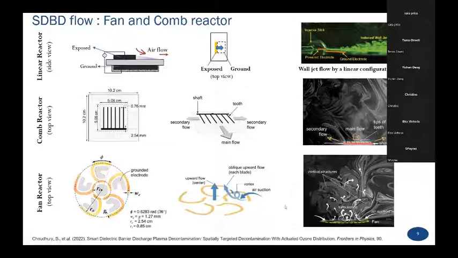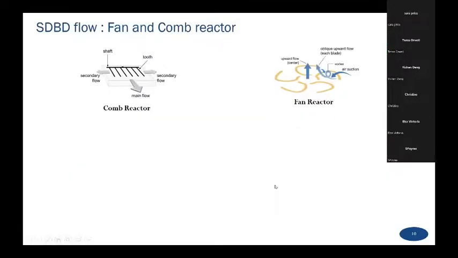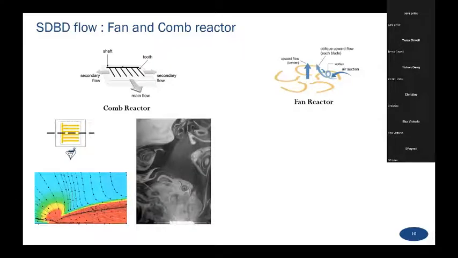Now, the main idea behind using these two reactors, the comb and fan reactor, for the study is that both of them result in very contrasting flow structures. To understand that better, we go to the next slide. What we want to see here is how these contrasting flow structures result in contrasting spatial ozone distribution and decontamination distribution, which will be the next few slides. But let's look at the flow a little bit more.